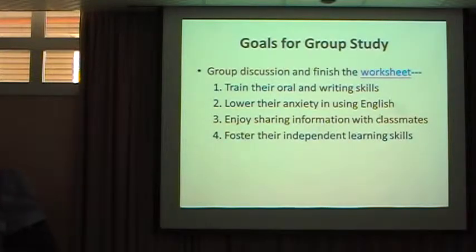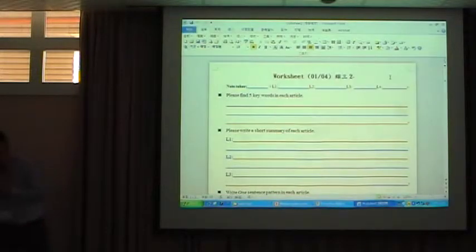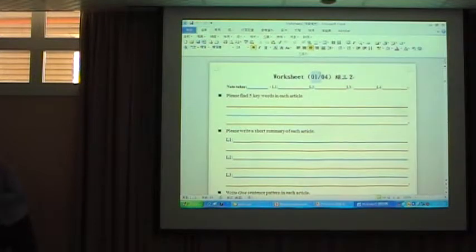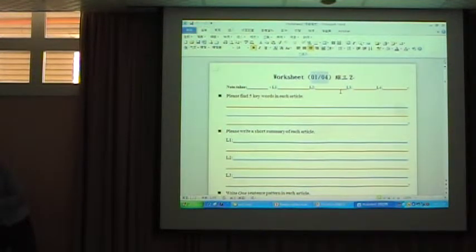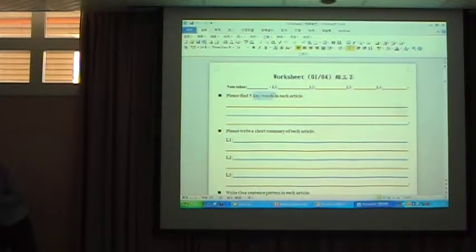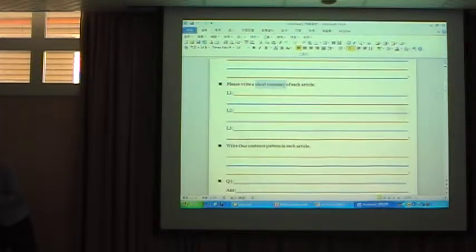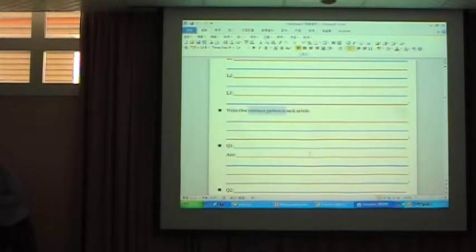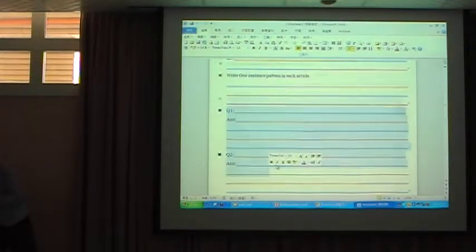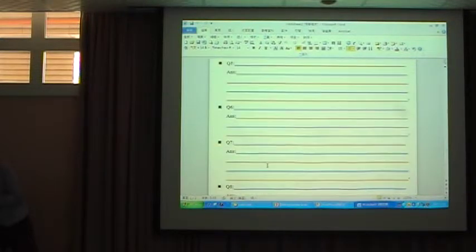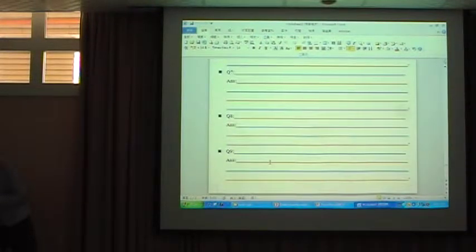So let's take a look at the worksheet that I designed. I give the title and the date, put on the headings, and have their names. First they should write down the keywords and a short summary of sentence patterns. Of course, we'll give them the question part. At least one student gives 3 questions, so 3 students will have 9 questions in total.